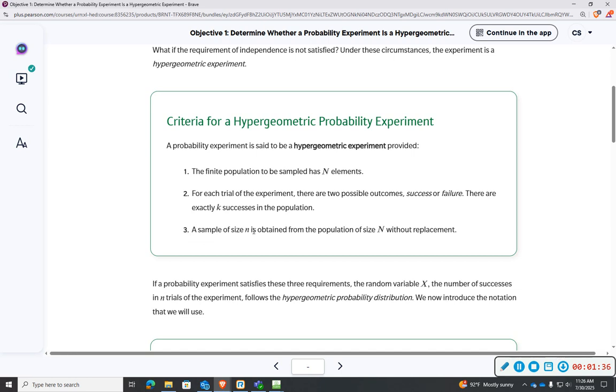A sample size of n is obtained from the population of size big N without replacement. So you're going to take a small sample. You're trying to see how many of those numbers that you chose actually were successes.